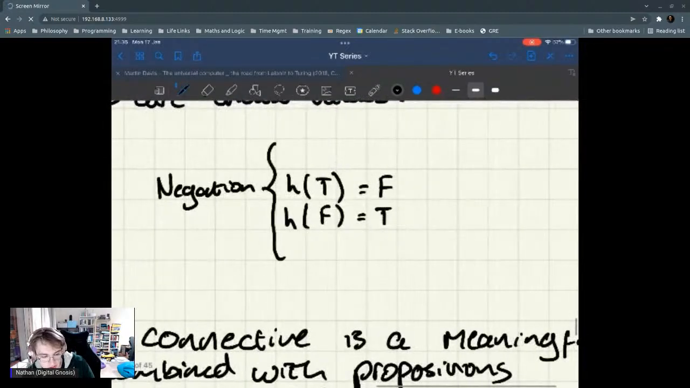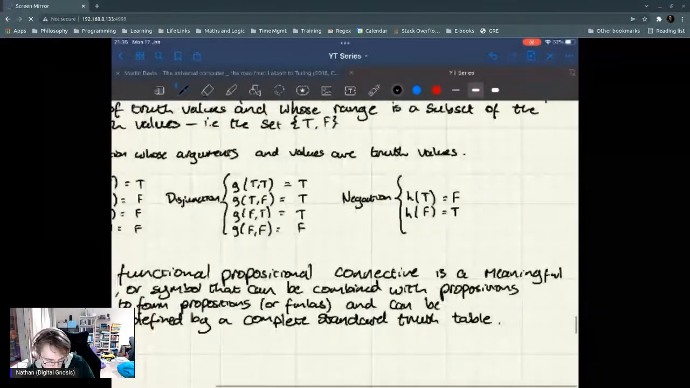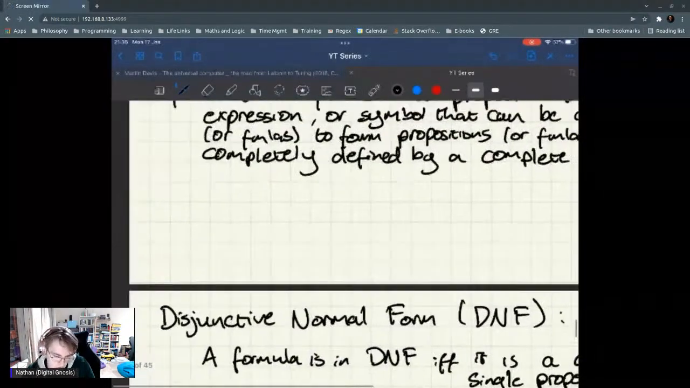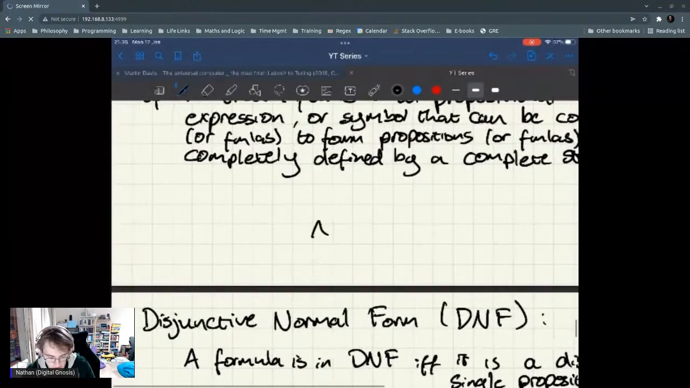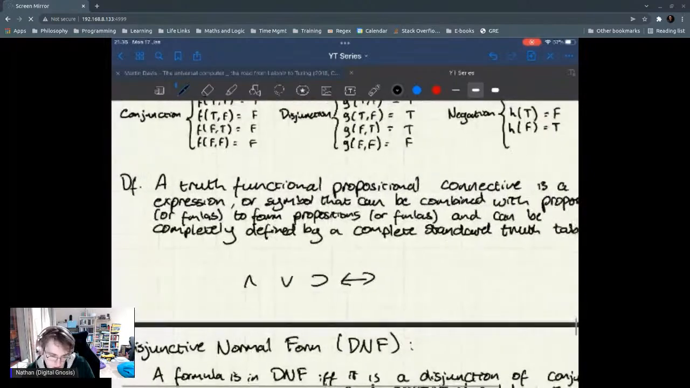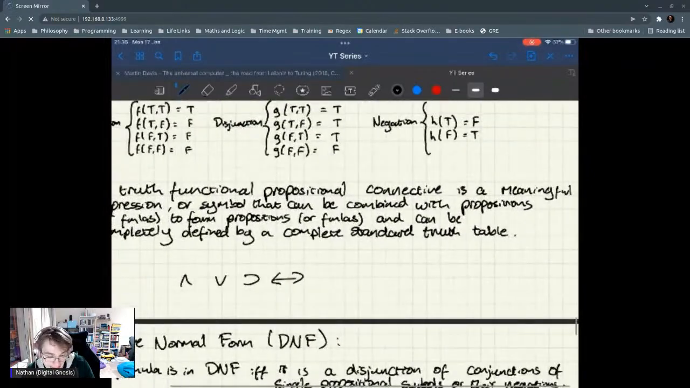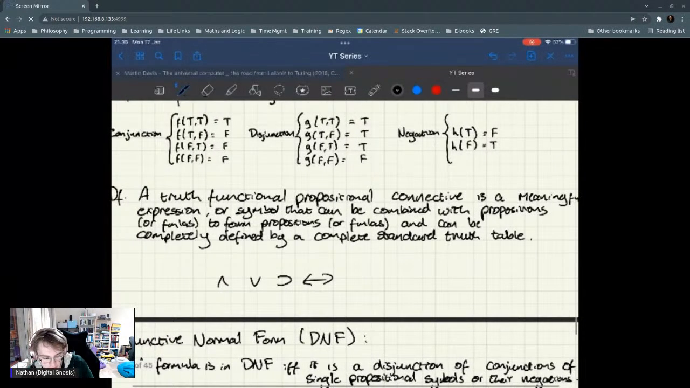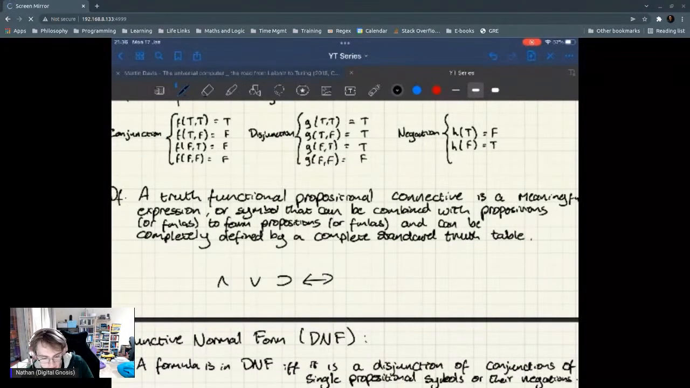And negation, there you can see that you get the opposite. So here's a definition then of a truth functional propositional connective, because we want to talk about our connectives in our language. So those are, like and, or, if then, the biconditional, these sorts of things. A truth functional propositional connective is a meaningful expression or symbol that can be combined with propositions or formulas to form propositions or formulas, and can be completely defined by a complete standard truth table.